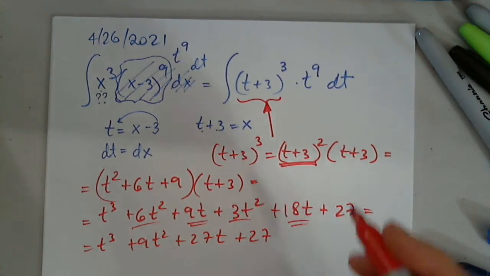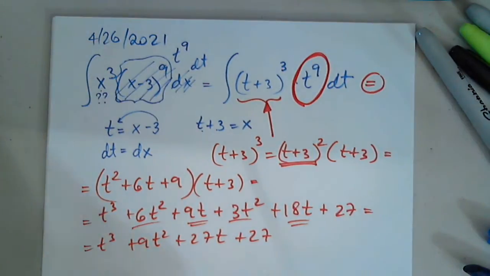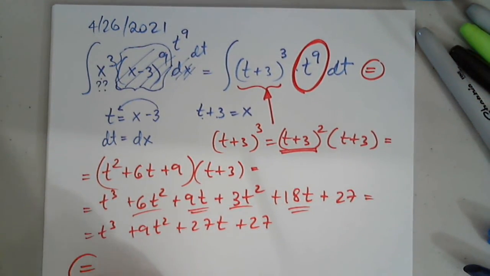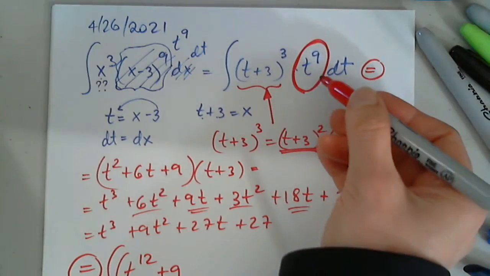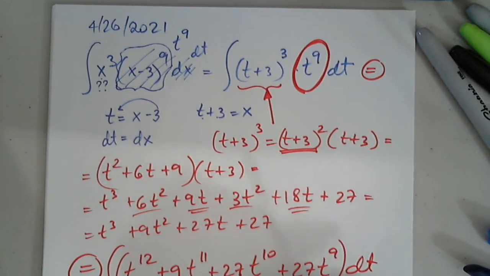So when I put it back in here, I will also distribute t to the 9th. So I continue from here. The integral of t to the 9th times t to the 3rd is t to the 12th, plus 9t squared times t to the 9th is t to the 11th, plus 27t times t to the 9th is t to the 10th, plus 27t to the 9th dt.